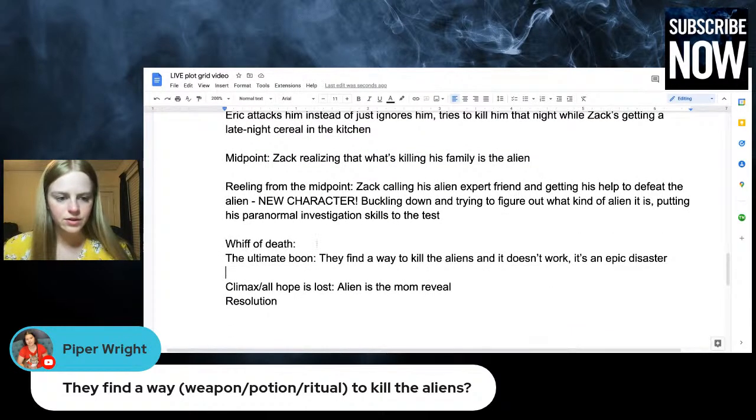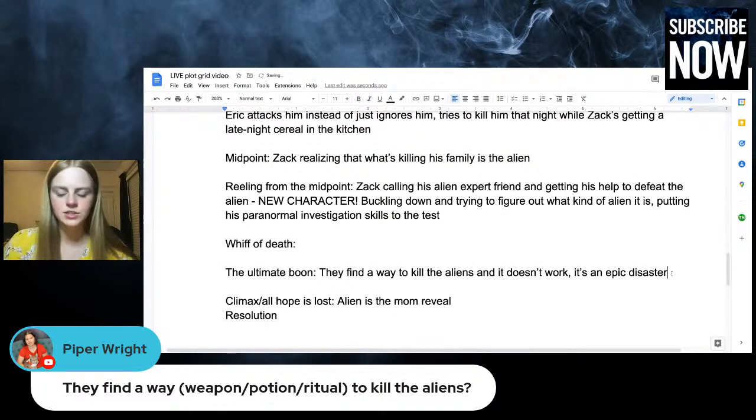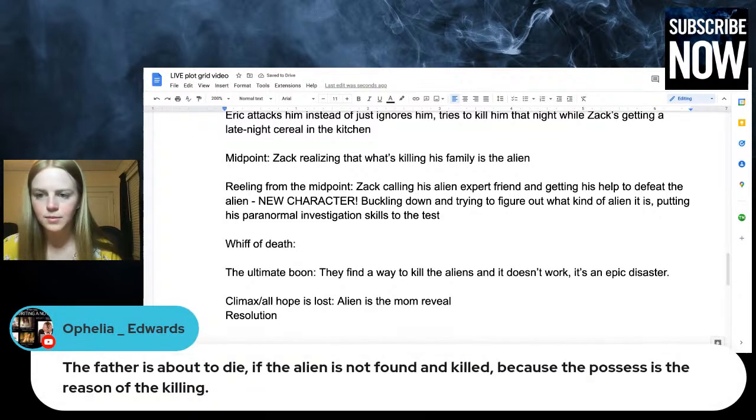Okay, so yeah, the ultimate boon, they find out it's an epic disaster. Let's see. Ophelia Edwards said the father is about to die if the alien is not found and killed, because the possession is the reason for the killing. Oh, so they have to kill the alien to save the dad. That could work.